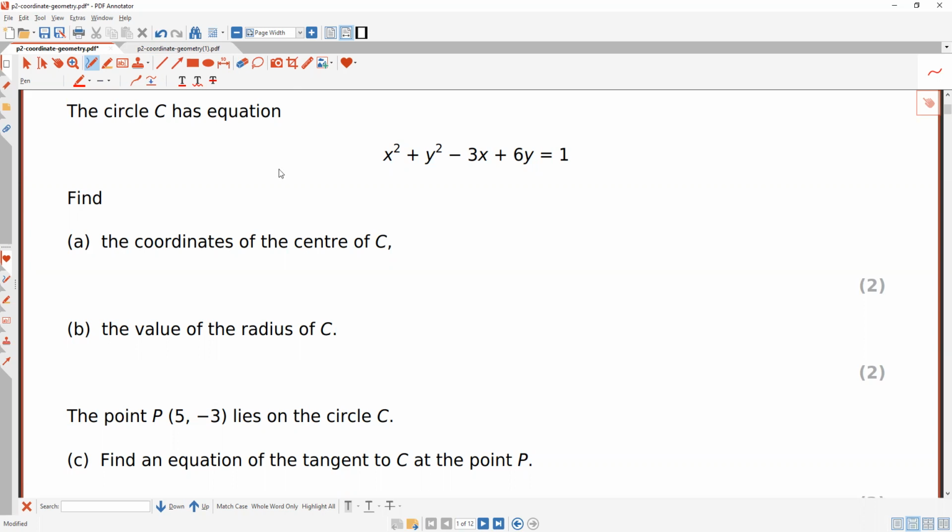Okay, now tell me one thing. What is the center you got? What is the center you got? Center 3 by 2 comma -3. Yeah? Yes. Fine then. 3/2 comma minus 3. Now, what was your radius? What was your radius? 7/2. 7/2. Now check over here. Let's go with this thing over here.